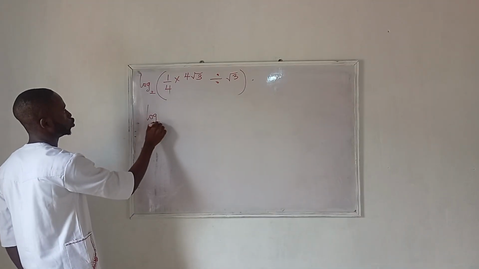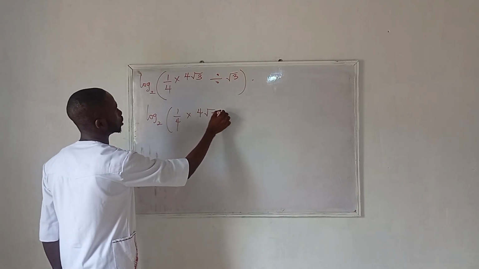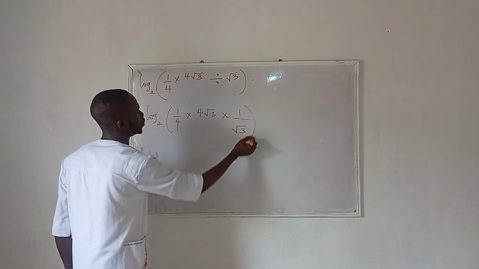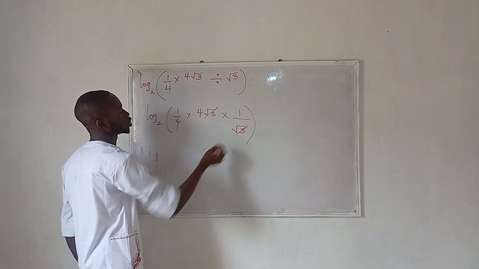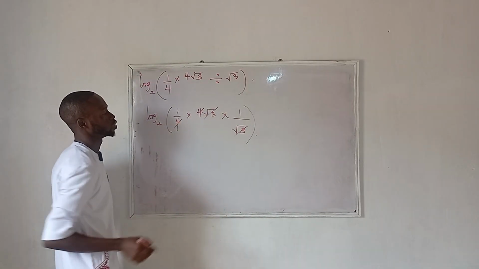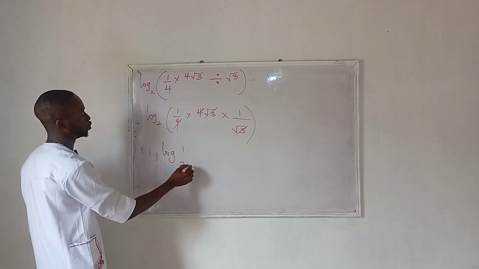Now we'll have log 2, 1 over 4 times 4 root 3 times 1 over root 3. If we change the division sign to multiplication, now what can cancel? Root 3 will cancel root 3, obviously. 4 will cancel 4, obviously. What have we left? I believe 1 times 1 times 1 will give us what? 1. Now we have log 1 base 2.